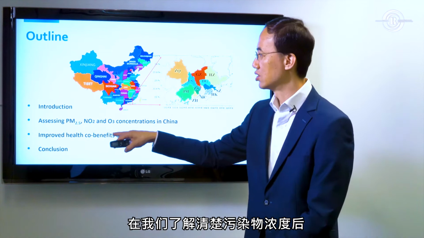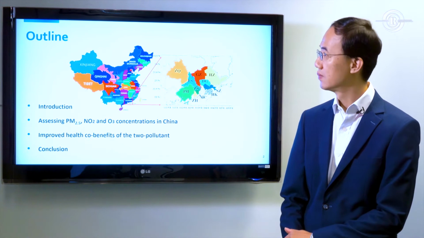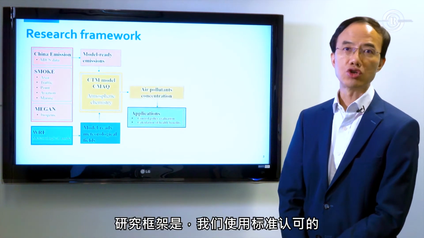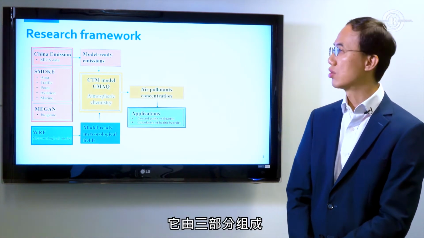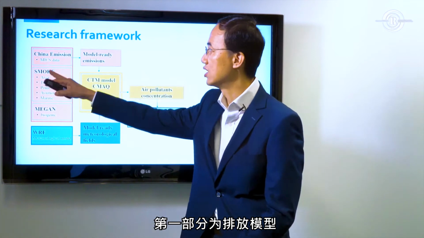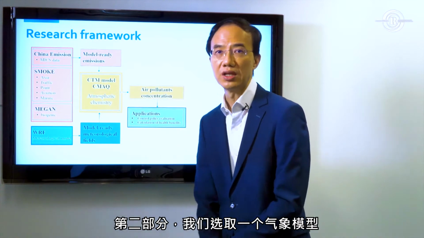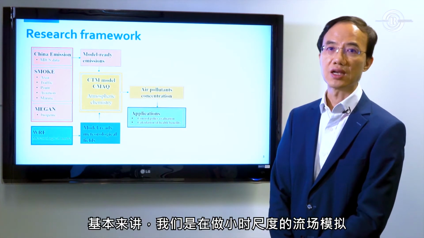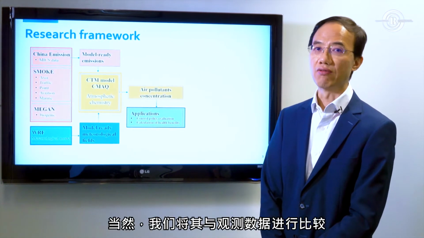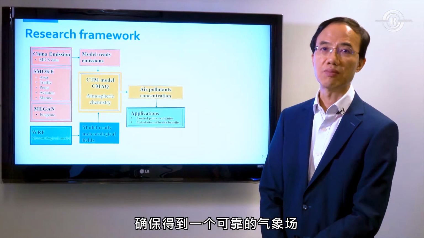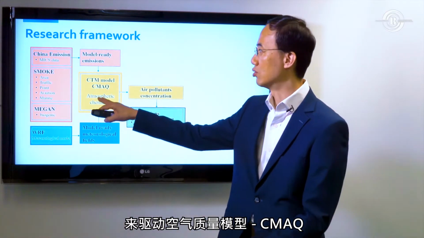After we study the concentration and all these reductions, we look at what the health benefit of that is. The research framework is a very standard air quality model consisting of three parts. The first one is the emission model, and the one we use is called SMOKE. Then we use a meteorological model called WRF. Basically, we do an hourly simulation of the whole field. Of course, we compare that with the observation data to make sure we have a reliable meteorological field to drive the air quality model CMAQ.